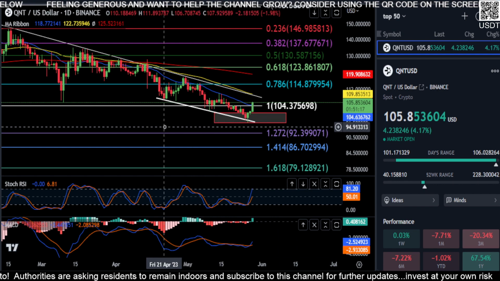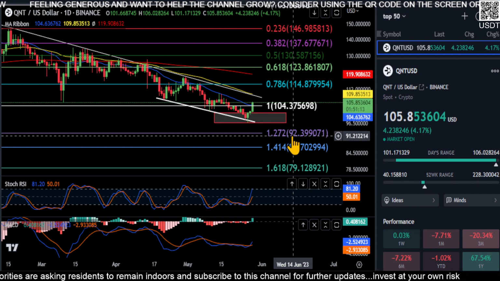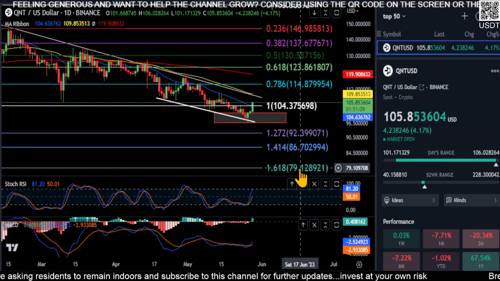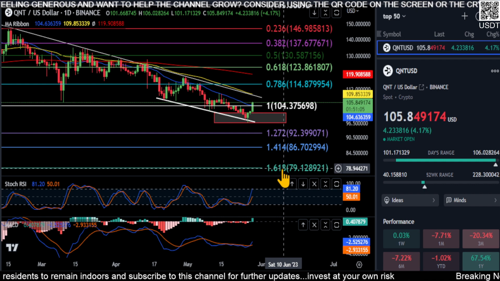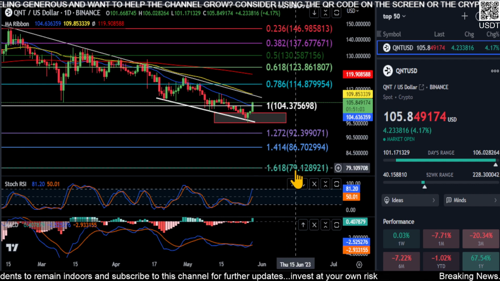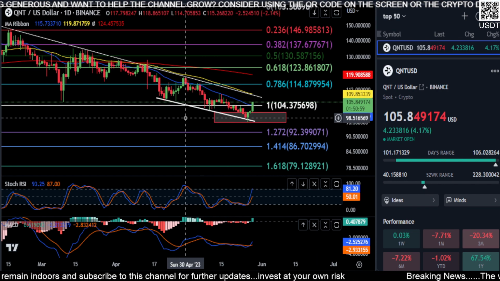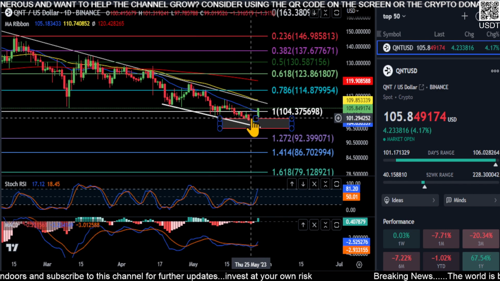But if you're like me and you're long on QNT for the next bull run, whenever that may be, scoop some up at all these lower price targets, because I do think if we do come down to these price targets, there is a high chance that we may never get these low prices ever again on QNT. So just be aware of that. So yeah, we'll leave it at that on QNT.